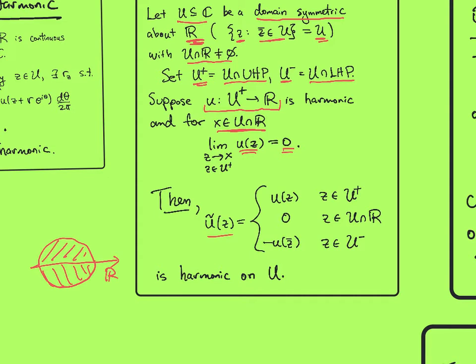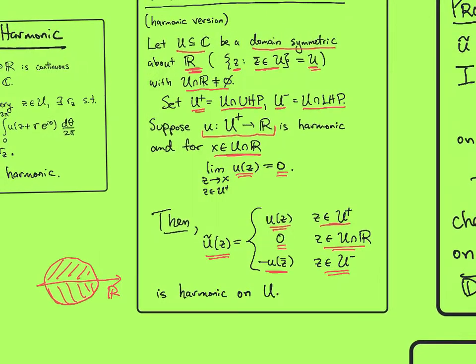What do I mean? So I'll define this U tilde to be U of z in the upper portion, and it'll be minus U of z bar in the lower portion, and then it has to be 0 on the portion on the real line. And so the theorem says that this function is actually harmonic on the domain U.